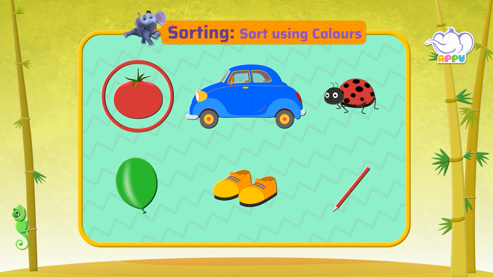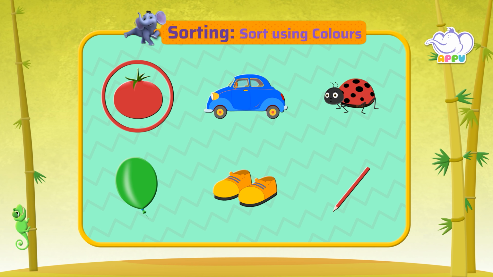This is a blue car. It is not red in color. Let it go. This is a ladybug. It is red in color. Mark it with a circle.